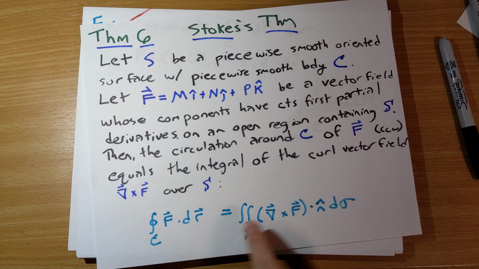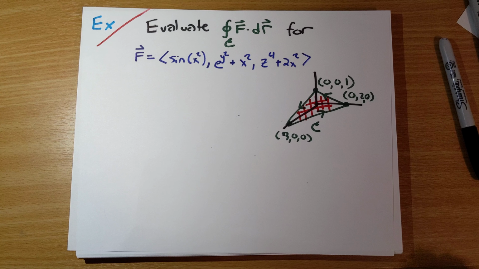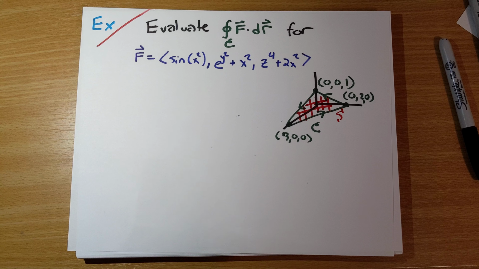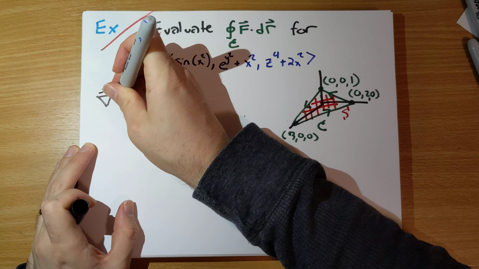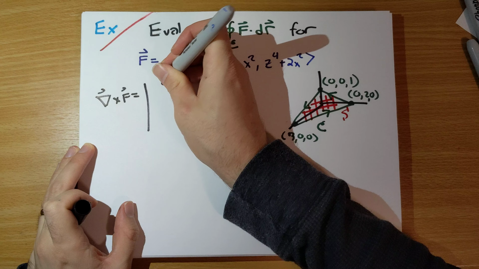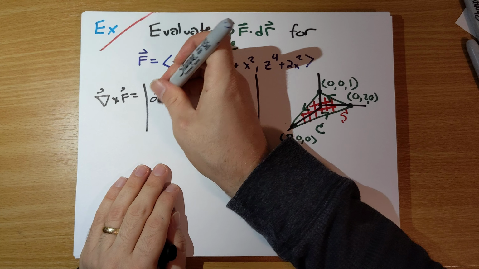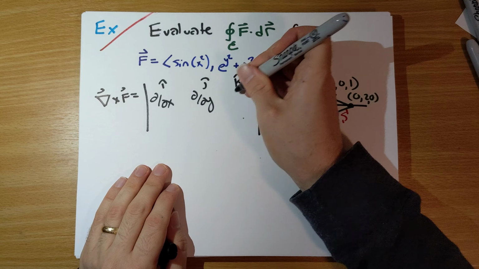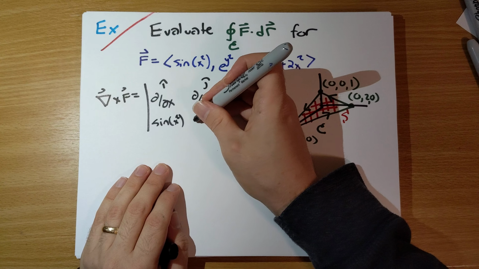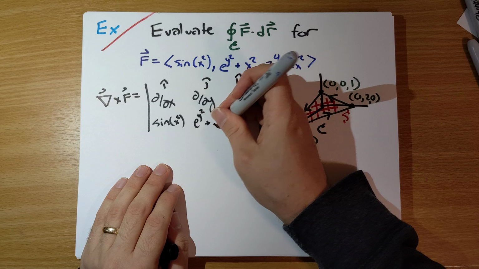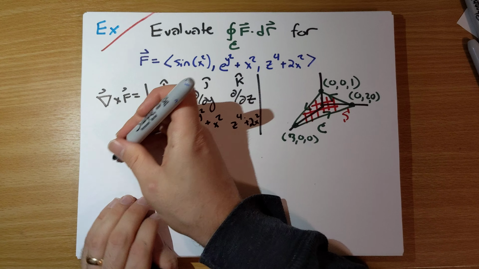So instead of computing this, we're going to compute the double integral of the curl over this surface S right here. Okay, well, let's get to work. The curl of f: i hat, j hat, k hat, partial derivative with respect to x, y, and z, of sine of x squared, e to the y squared plus x squared, and z to the fourth plus 2x squared.